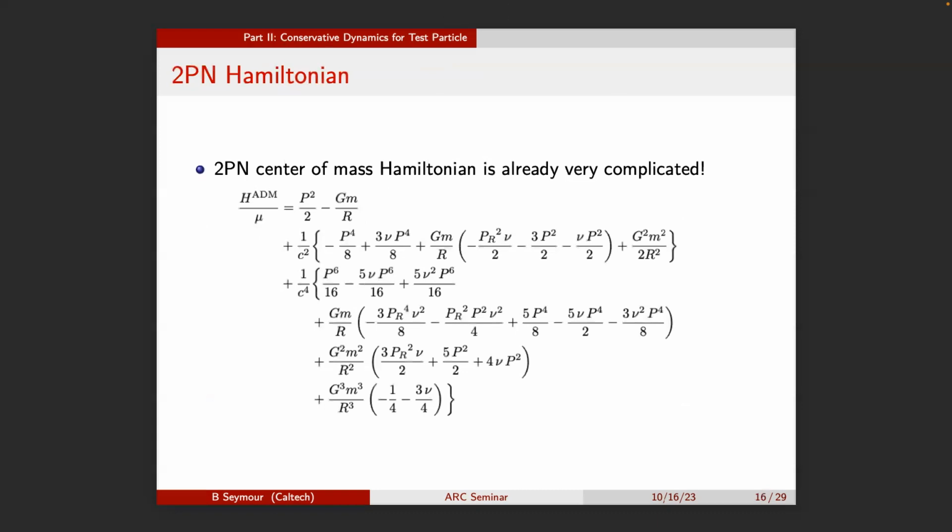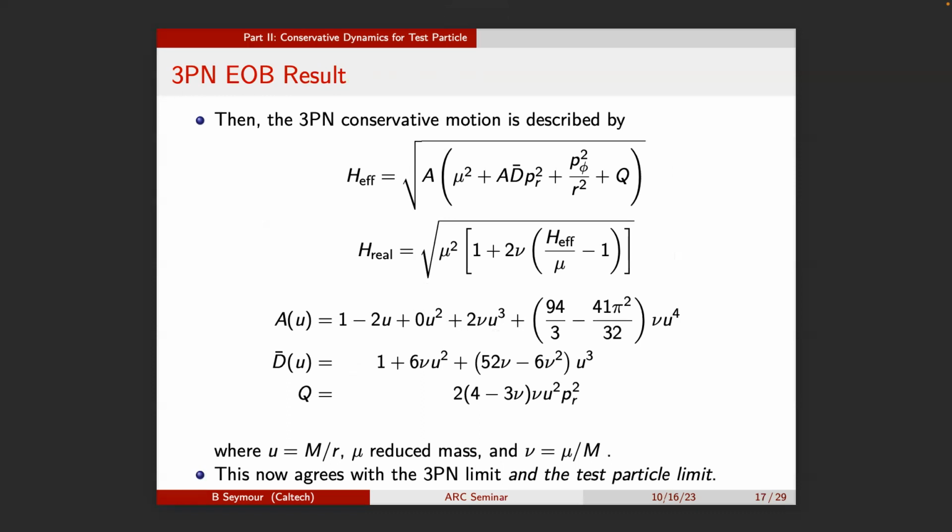Okay, now I'll remind you guys: the 2PN center of mass Hamiltonian is very complicated. I'm going to be doing this to 3PN, and you'll see how much simpler it is when I rewrite it in this different form. The 3PN Hamiltonian is about twice as long, and it was cut off; I couldn't fit it on the page, it was on another page because it was too long.